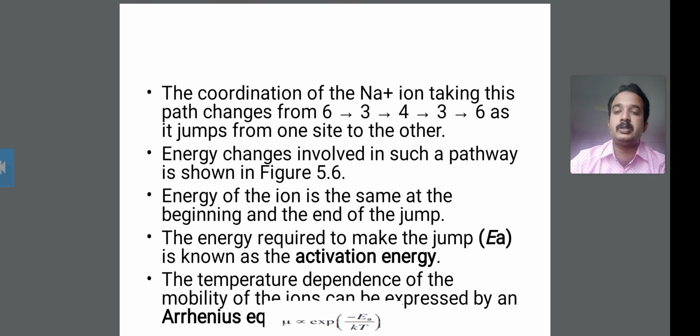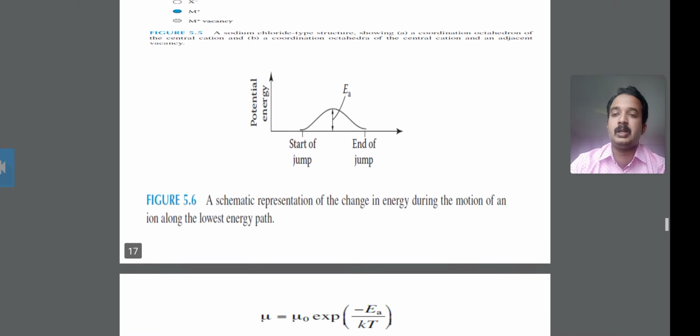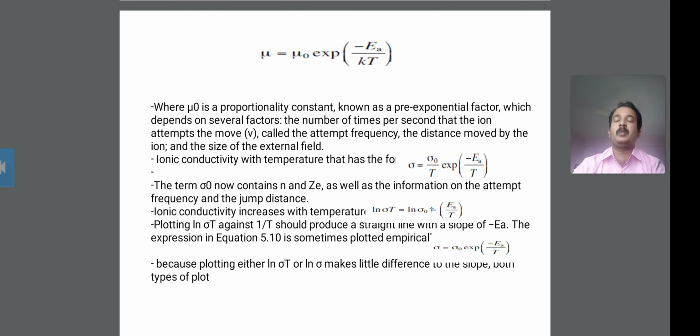The Arrhenius equation for the mobility of ions: mu is proportional to exponential of minus Ea upon kT. That is, mu equals mu 0 times exponential of minus Ea upon kT, where mu 0 is the proportionality constant. Mu 0 is also known as the pre-exponential factor.